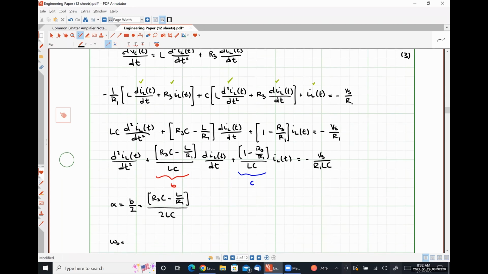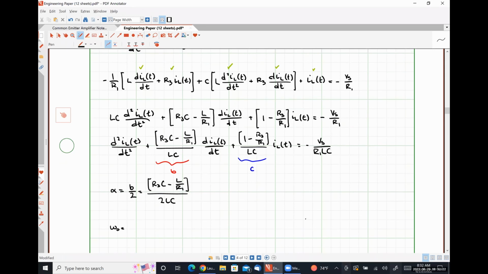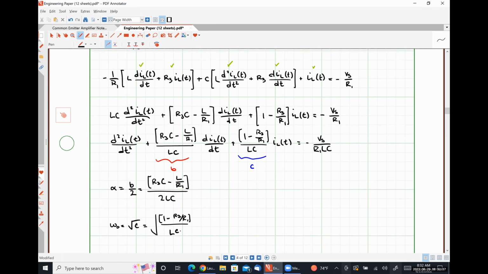And omega naught is always going to be the square root of 1 over LC. So that's going to be the square root of 1 minus R3 over R1 divided by LC. Now let's take just a few moments here and plug in our numbers.